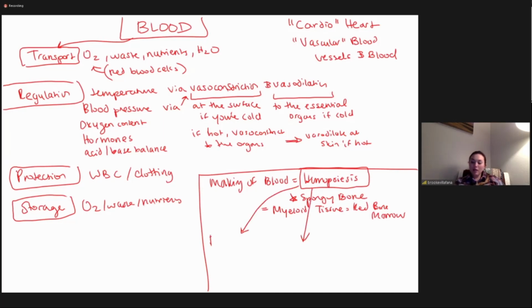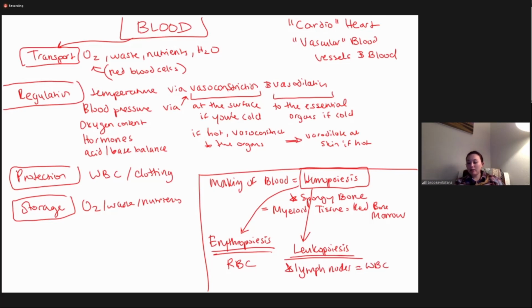There's actually two types of hemopoiesis. There's erythropoiesis. This is for, I'll just write out RBC. Is that good with everybody? Red blood cells, RBC. And then there's leukopoiesis. And leukopoiesis is the creation of white blood cells. And this actually happens in the lymph nodes. So leukopoiesis, white blood cells, in the lymph nodes. Technically, they mature in the lymph nodes and they're created in the myeloid tissue.